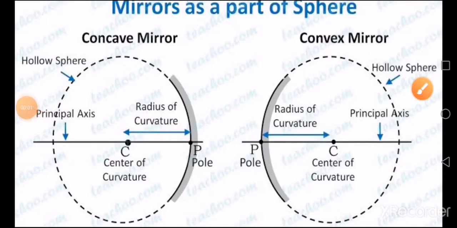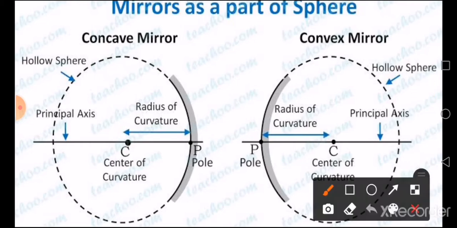I told you a mirror which is a part of a hollow sphere is called a spherical mirror. Spherical mirrors are of two types, concave mirror and convex mirror. The concave mirror is formed by silvering the outer surface, or the bulging part, of the hollow sphere. Got it? Now what about the convex mirror? The convex mirror is made by silvering the inner surface of the hollow sphere.